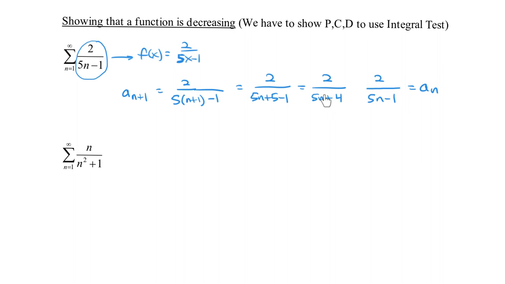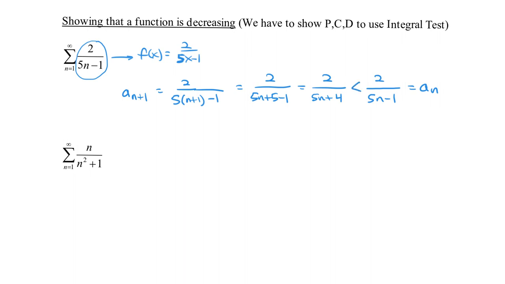If I compare these two, so remember this is a sub n plus 1, it's the next term. This is a sub n, the previous term. If you look at these denominators, this 5n plus 4 is bigger than 5n minus 1, right? n is going to be numbers from 1 to infinity. This denominator is bigger. That makes this whole thing smaller, right? Because they have the same numerator. Bigger denominator means this fraction is smaller. So I can say this, it's smaller.